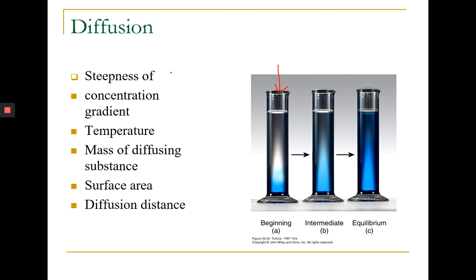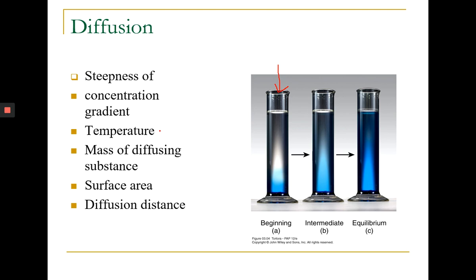This kind of diffusion is affected by the concentration gradient and is affected by the temperature. Goes from higher to lower concentration. The higher the temperature, the movement, the kinetic energy is more, so it moves faster.